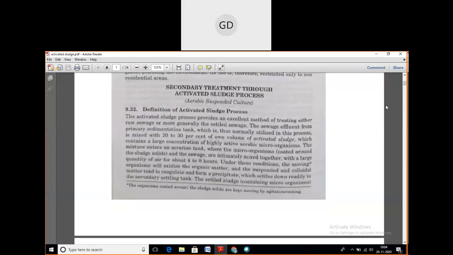Basically, the activated sludge process is also a secondary treatment process. Like the trickling filter that we learned, that was also a secondary treatment process, and this one is also a secondary treatment process. But in the aerobic process, one has microorganisms suspended and one has them attached to the media. We have already learned the difference in our previous classes. So this activated sludge process, let us read line by line and understand better.